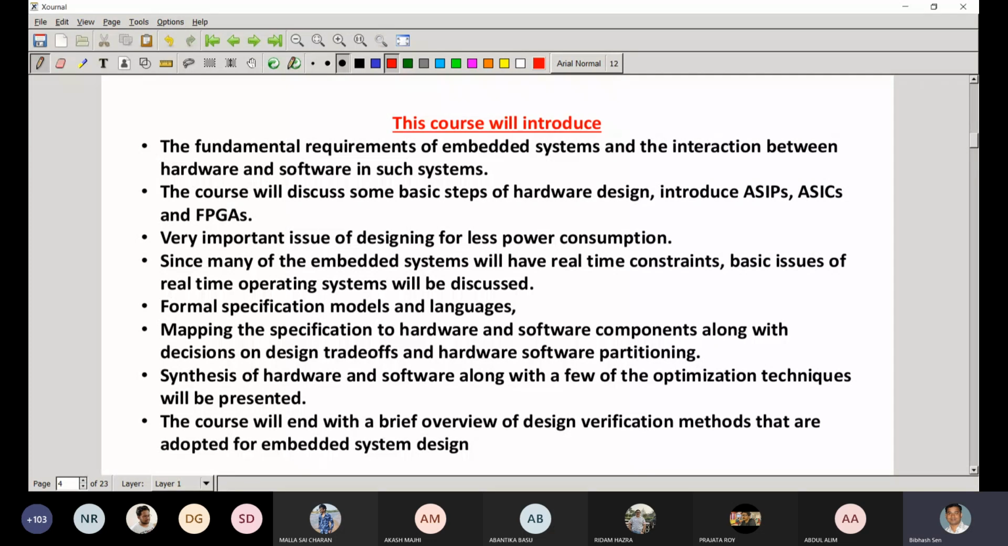So what are the fundamental requirements? In this course we will introduce the fundamental requirements of embedded systems and the interaction between hardware and software in such systems. Particularly, we have already taught digital logic design, and we have also discussed computer organization and architecture.